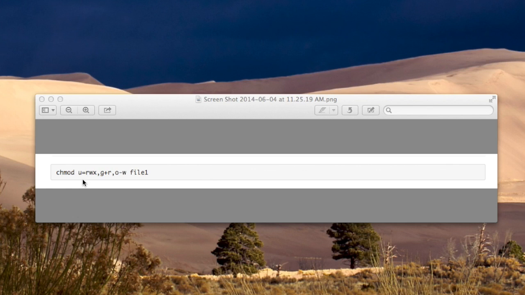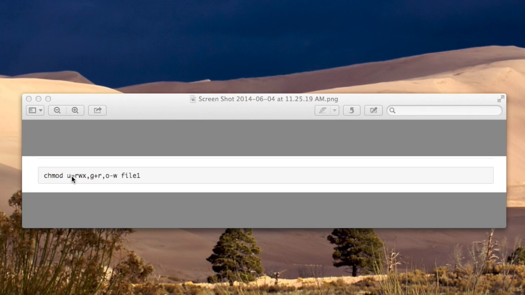Also keep in mind that you can combine. You could say U and O for user and others equals something. So you can combine the U, G, and O just like you combine the R, W, and X. You can put an A equals or an A minus or an A plus, and the A would stand for the combination of U, G, and O, all three of them together.